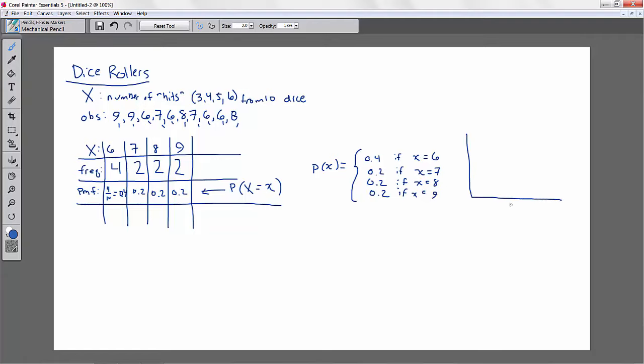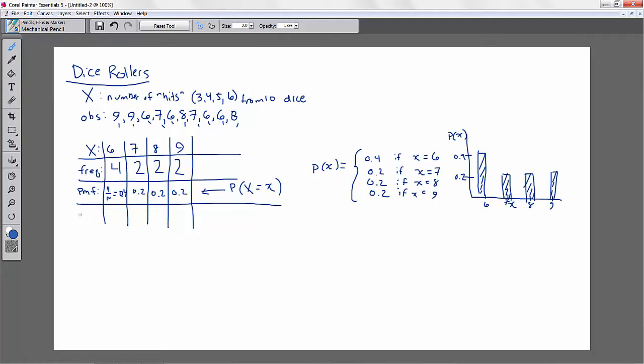We could plot this, for example, using the random variable values on the x-axis and the probability on the y-axis. We have values for 6, 7, 8, and 9, corresponding to 0.4 for x equals 6, and 0.2 for x equals 7, 8, and 9.